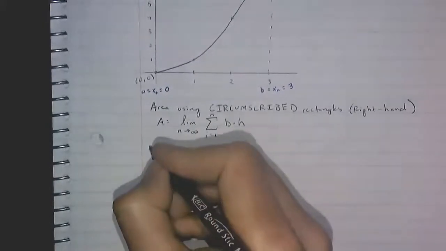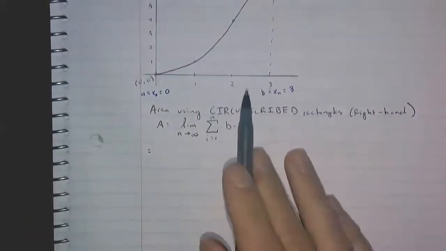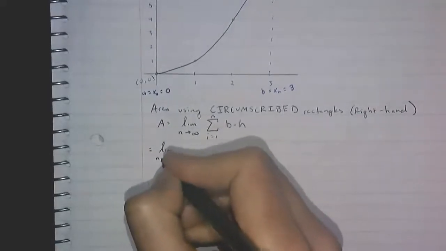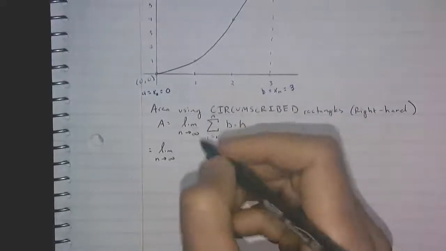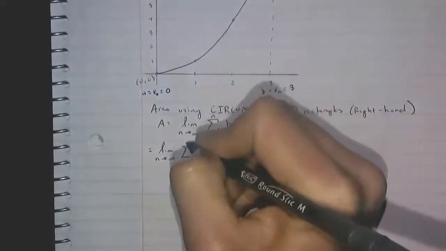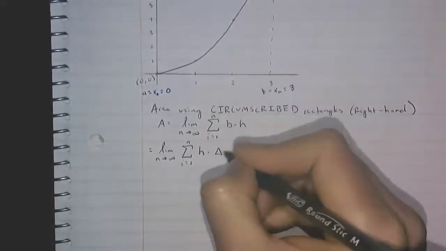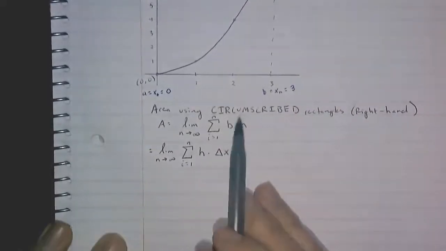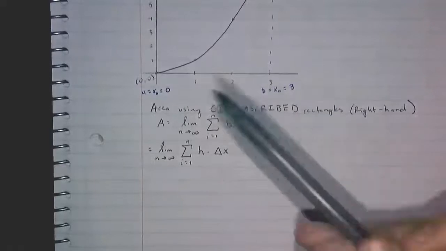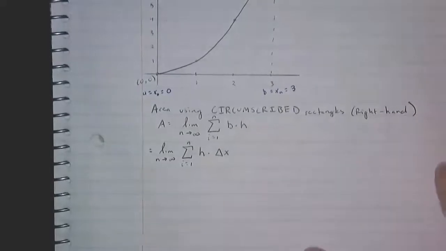And just as before, we are going to allow the base to be this constant delta x. We're going to partition this evenly. Our base of all of our rectangles whose area we're going to add together is going to be delta x. And then, just as before, we're faced with this decision of what the heights of these rectangles are going to be.